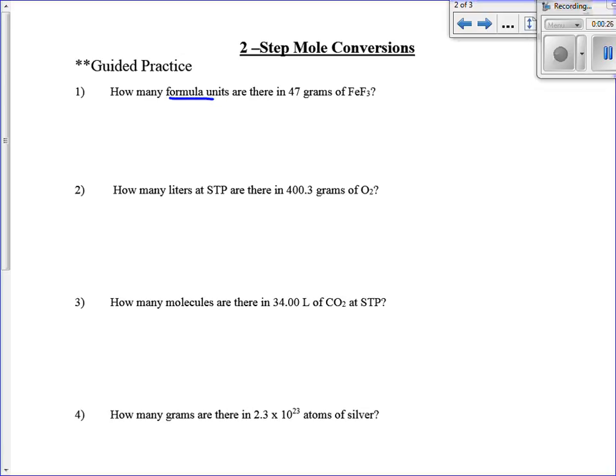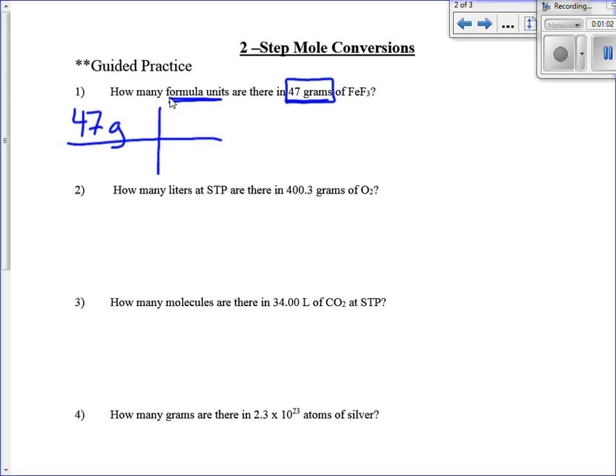How many formula units are there in 47 grams? See how there's no word mole in the problem at all? When there's no word mole in there, you know it's going to take you 2 steps to get there. So, we still start off the same way. We're going to start our T-chart. We're going to put the given information, which is 47 grams, in the upper left corner, like so. Always start there.